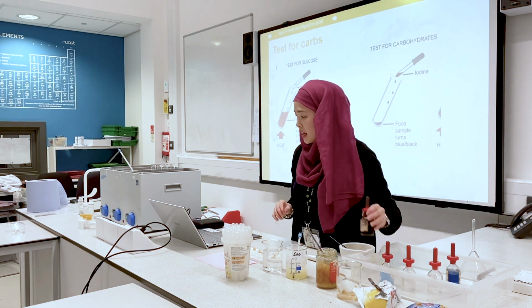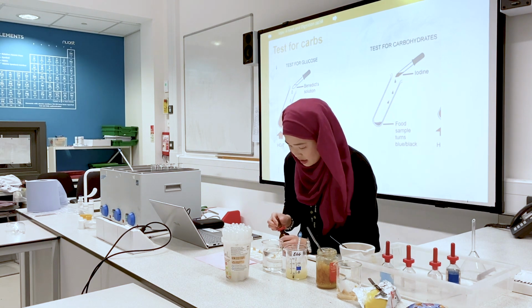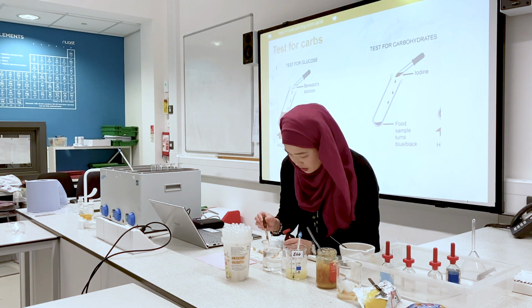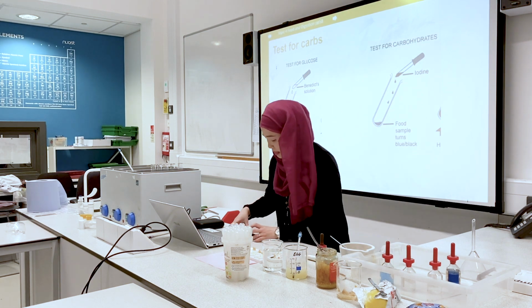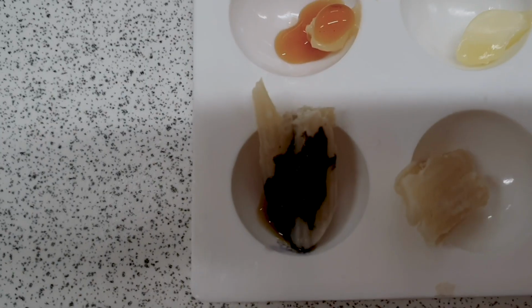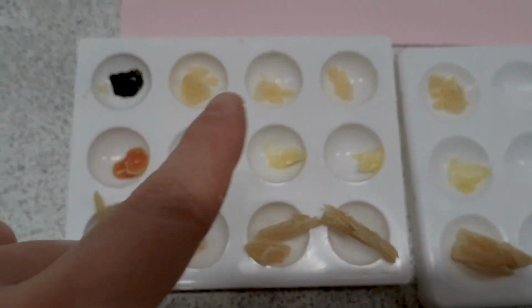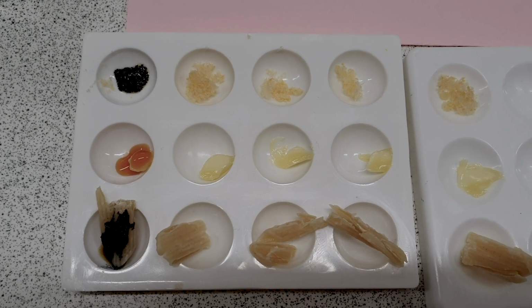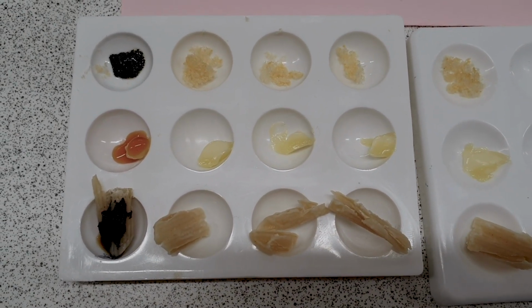The first one I will do is iodine, and I'm going to add it to each of the wells so you can see that the Wotsits have become blue-black in colour. Butter does not contain starch, and the pasta has also stained blue and black in colour.